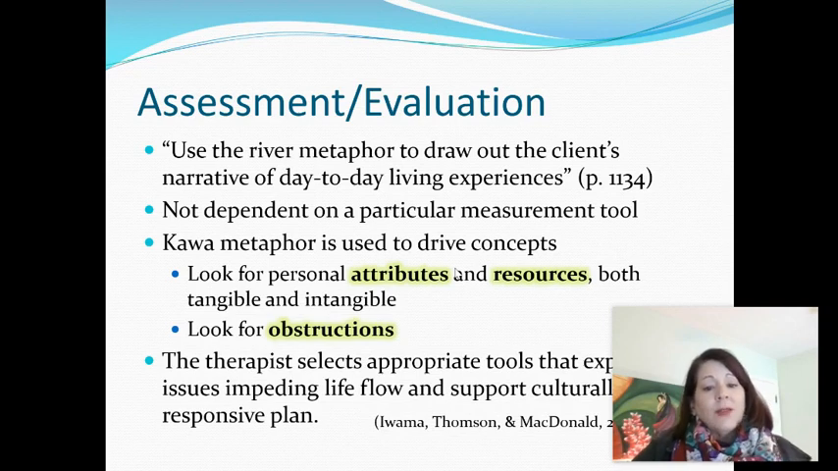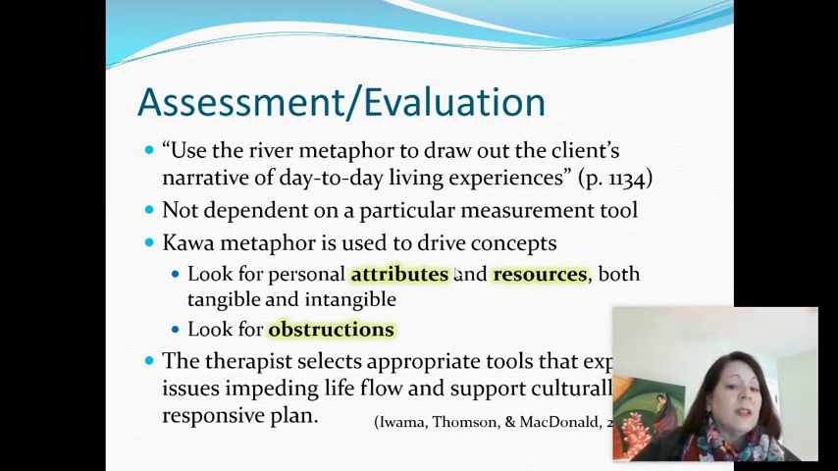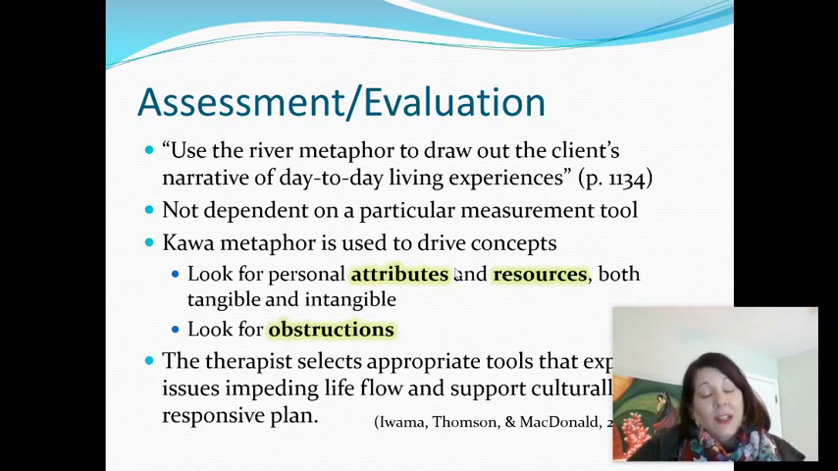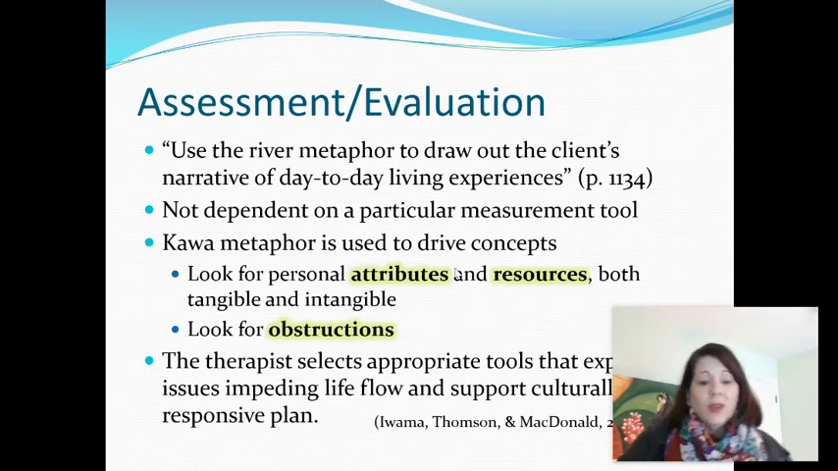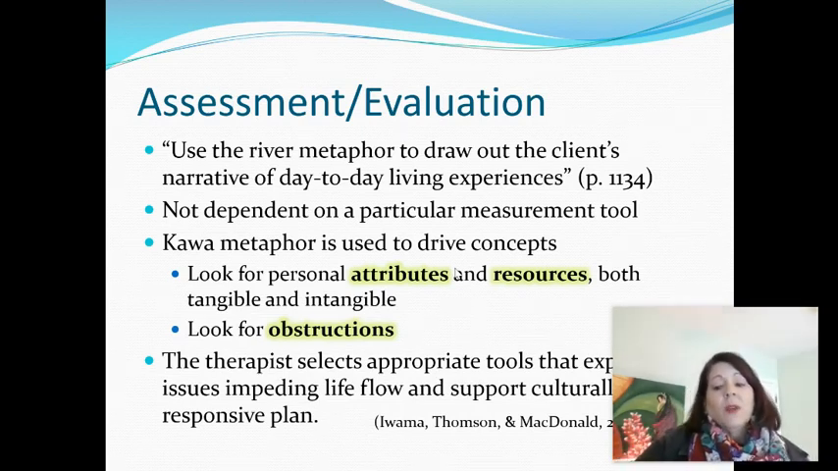So how do we assess or evaluate the person? And actually, this is a very psychodynamic approach. We're actually going to use the river metaphor to draw out the client's narrative of their day-to-day living experiences. What do they see as rocks and obstacles? What do they see as driftwood and resources and advantages to them? What is their social context? So this is not dependent on a particular measurement tool. It's simply looking for what are the attributes, the resources, and the obstructions.